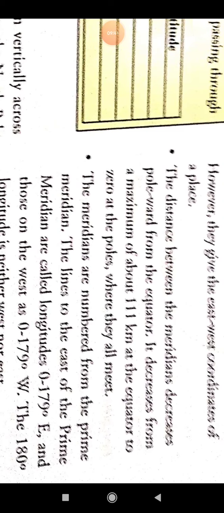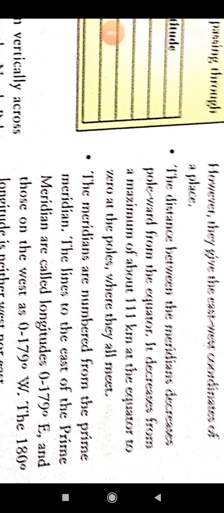And the next is characteristics of meridians. The lines of longitude run from the north pole to south pole. Okay, these meridians run from north pole to south pole in the north-south direction, and they give east-west coordinates of the place, because here the earth is divided into two hemispheres, eastern hemisphere and western hemisphere. The distance between the meridians decreases polewards from the equator.